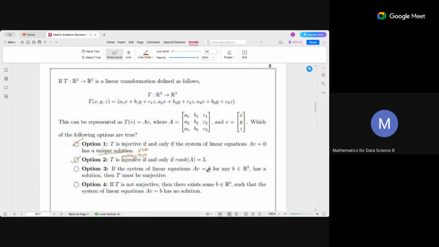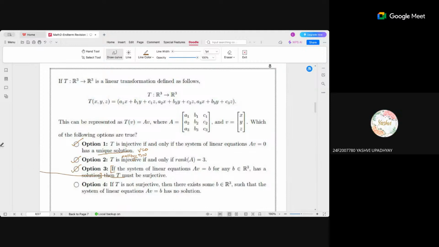If the system of linear equations AV equal to B for any B in R3 has a solution, then T must be surjective. First of all, the full statement you have to consider: AV equal to B has a solution for any B in R3. So this is the definition of onto, right? So they have just given the definition. Of course this is correct, right? Instead of giving T, they are giving in terms of A. That's all. So here this statement is correct. Do you agree?